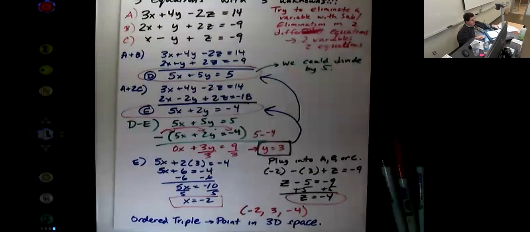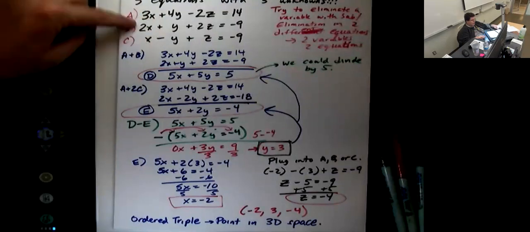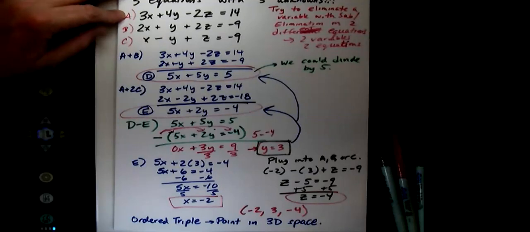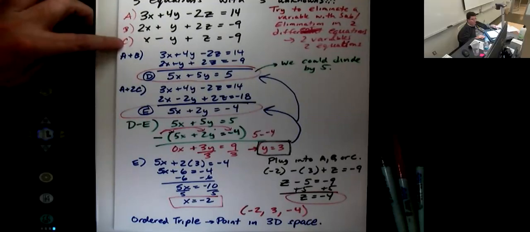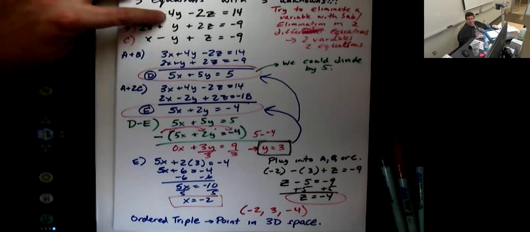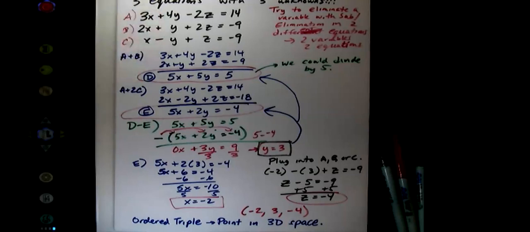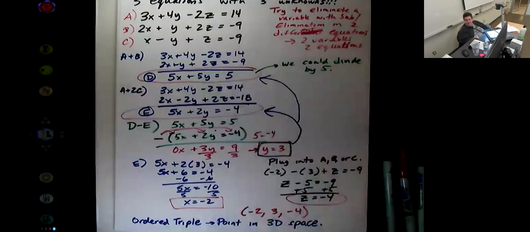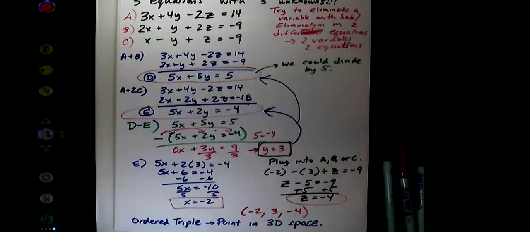So if you had eliminated y, then we'd have to eliminate y in another pair as well. Using one of these, I would probably multiply C by 4, so that I would have a -4y that would cancel a +4y. And then our two equations here, D and E, would have x and z rather than x and y, because we got rid of y.